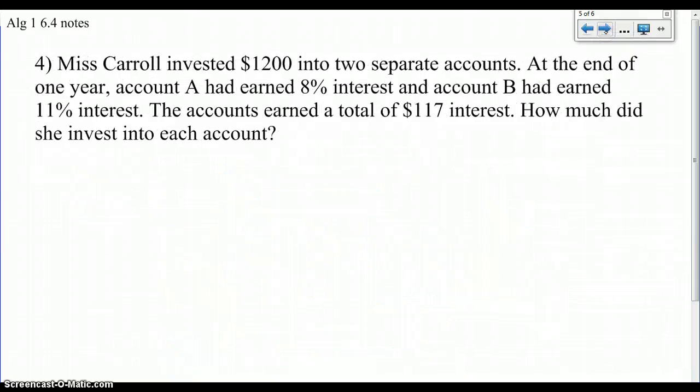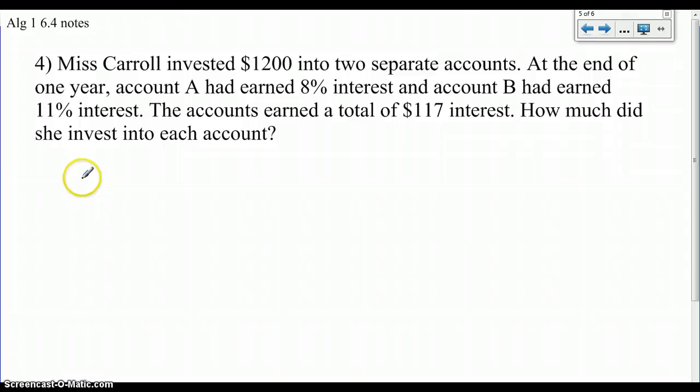All right. Miss Carroll invested $1,200 into two separate accounts at the end of 1 year. Account A had earned 8% interest, account B 11%. She'd earned a total of $117 of interest. How much did she invest into each account?